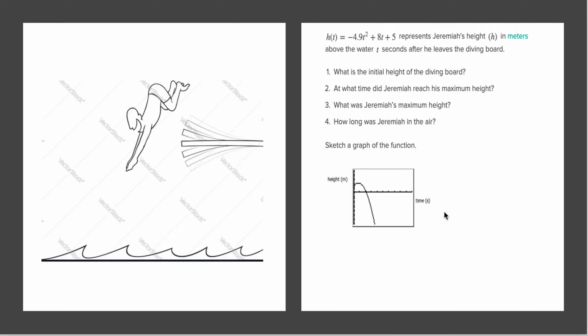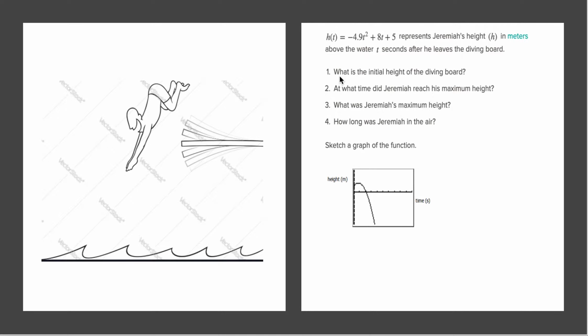h of t is equal to minus 4.9t squared plus 8t plus 5. It represents Jeremiah's height, h in meters, above the water, t seconds after he leaves the diving board. So now here we have about 4 questions.